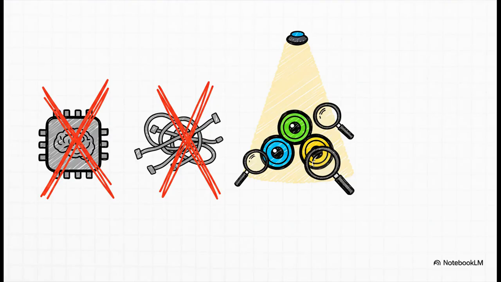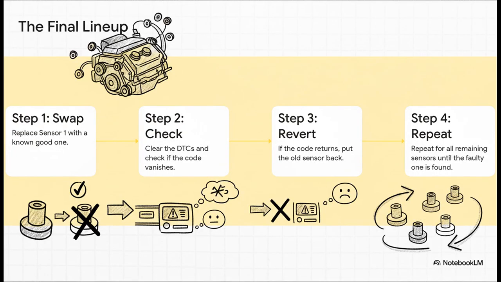The process of elimination has led us straight to this point. The communication breakdown isn't happening between the components, which means the fault must lie within one of them. The eyes are officially our prime suspects. So the final test is a classic detective lineup. You take a sensor that you know works perfectly and you swap it in, one by one, for each of the old sensors. You replace the first one, you clear the code, and you see if it comes back.